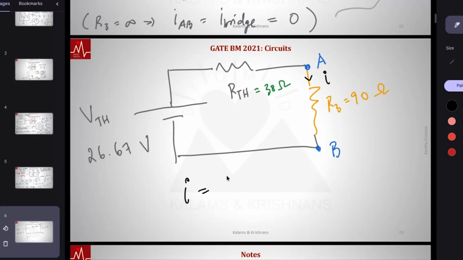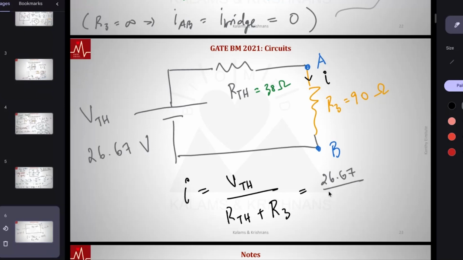I is just V Thevenin over, these two are in series, R Thevenin plus R3. Notice, long time back, someone asked me, sir, is it 26.67 by 90? Notice, we missed this R Thevenin factor. This is 26.67 by R Thevenin 38 plus 90.